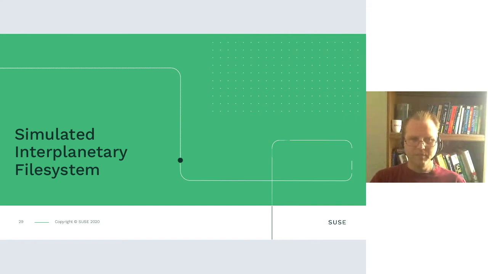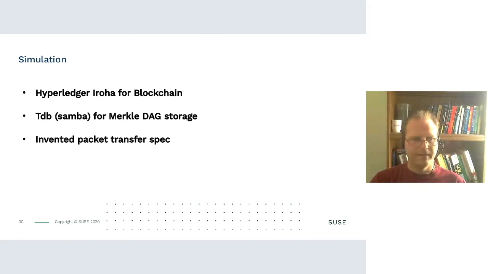So in order to simulate an interplanetary file system, I implemented a small subset of it for testing. I used Hyperledger Aroha to provide a really simple blockchain for storing hash persistence for my distributed blockchain. And to store the Merkle DAG, I used Samba's TDB project, which is a really simple database for storing key value pairs. And I also designed a simple packet specification for how my IPFS client and server would communicate.